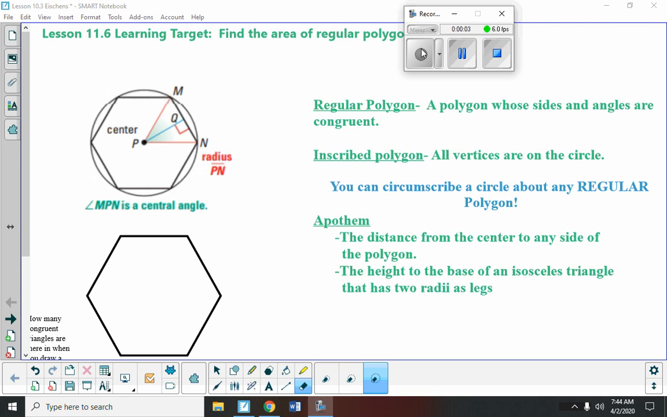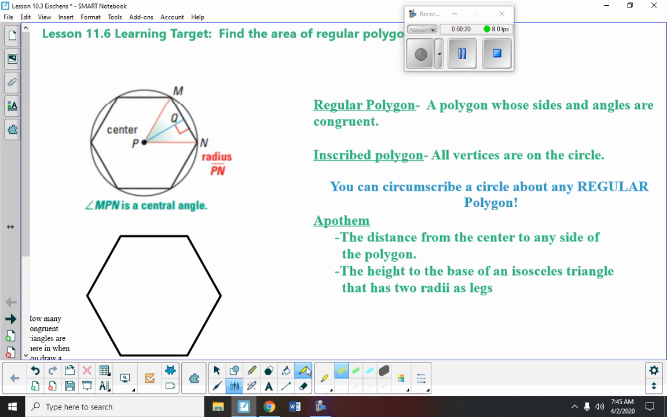Everybody, thanks for watching. In this lesson, we are going to be finding the area of regular polygons. Now, this is a really good lesson because it reviews so many of the things that we've learned this year in geometry. So first of all, some definitions for you. The first few are review.